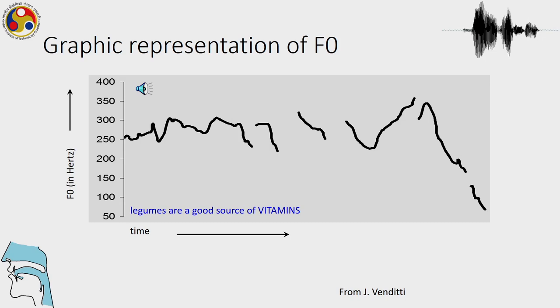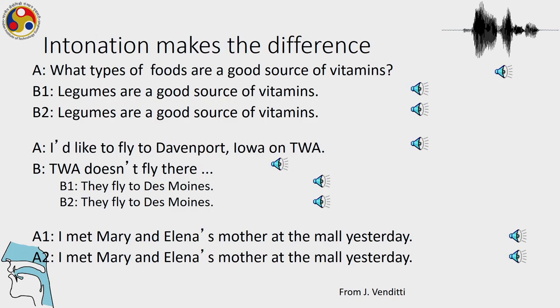We see small rises and falls, but towards the end we see a big rise and a final fall. And that's how this sentence has been differentiated from the other sentence, where it is said that legumes are a good source of vitamins.